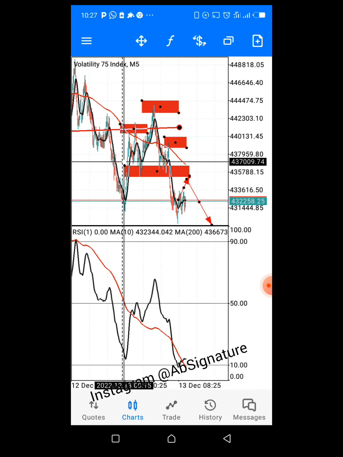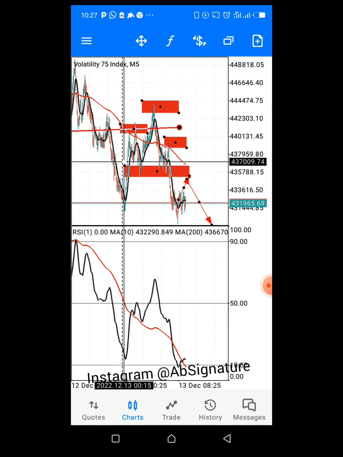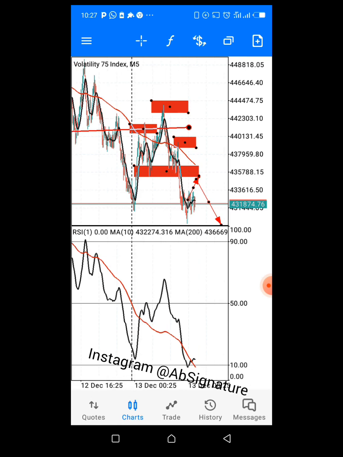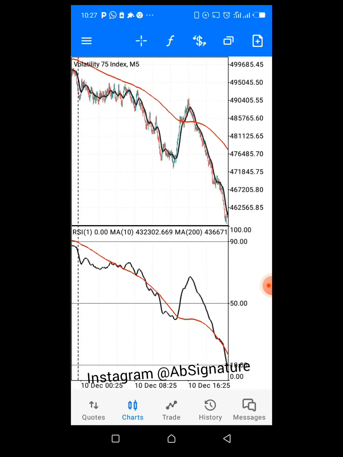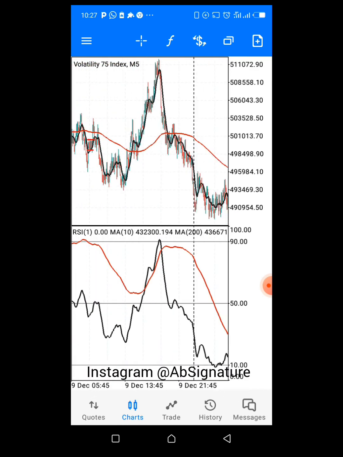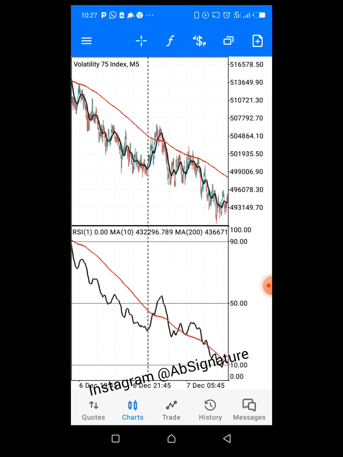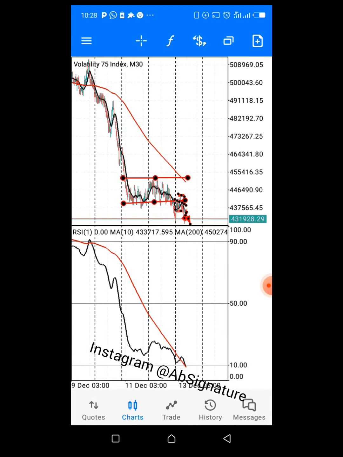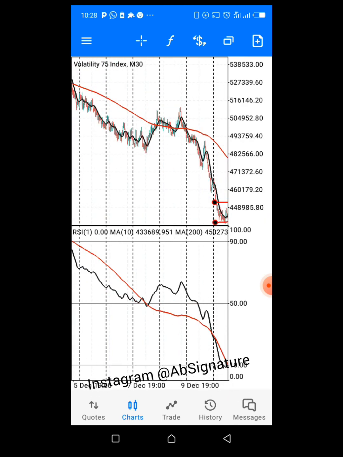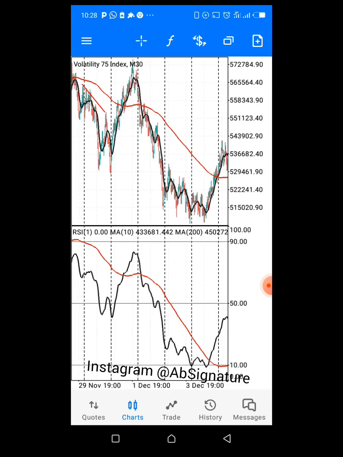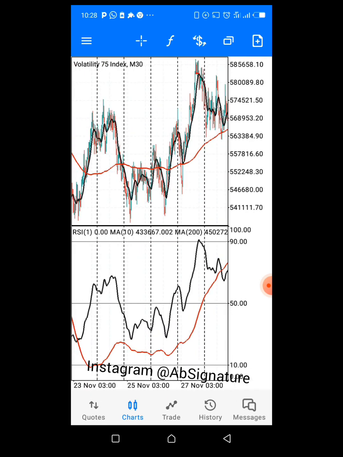So now, what are we looking for in this market? We are waiting for a retest of this before we can execute our trade. So guys, let me look for another setup. Let's go to the 30-minute time frame.